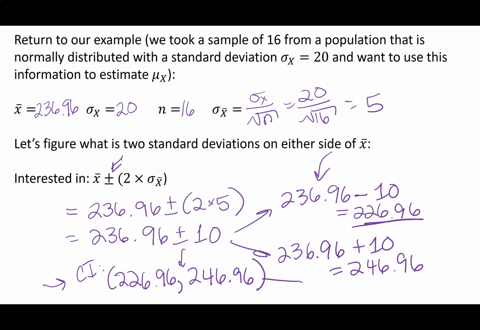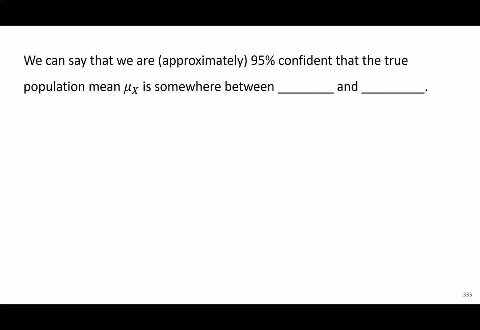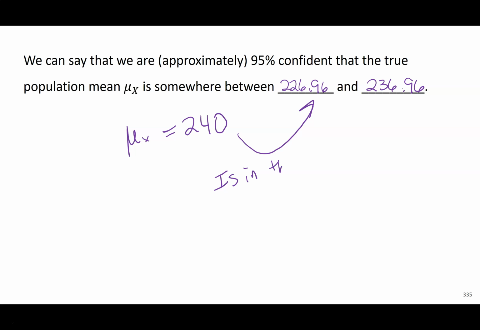So here's our confidence interval. We can say we are approximately 95% confident that the true population mu is somewhere between 226.96 and 246.96. Then, here's the big reveal: mu is equal to 240. So 240 is in the interval.